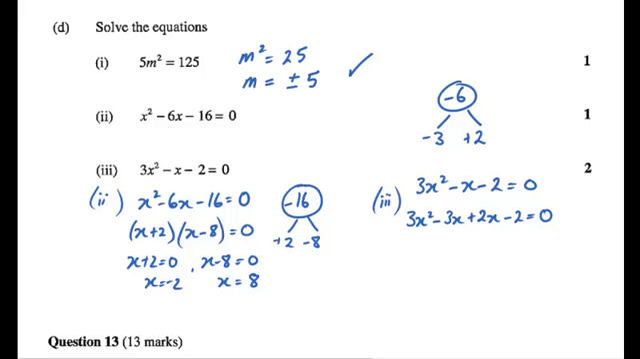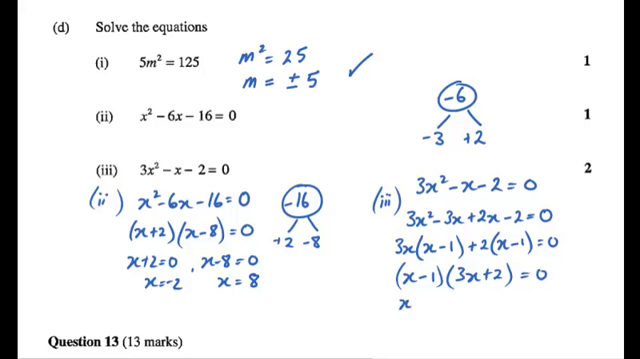Common factor of the first two terms is 3x, leaving us with x minus 1. Common factor of the second two terms is positive 2, leaving us with x minus 1. Taking out our common bracket of x minus 1 leaves us with 3x plus 2. And so x minus 1 equals 0 gives us x equals 1. 3x plus 2 equals 0 gives us 3x equals negative 2, and x equals negative 2 on 3. They're your two answers. And that's the end of question 12.